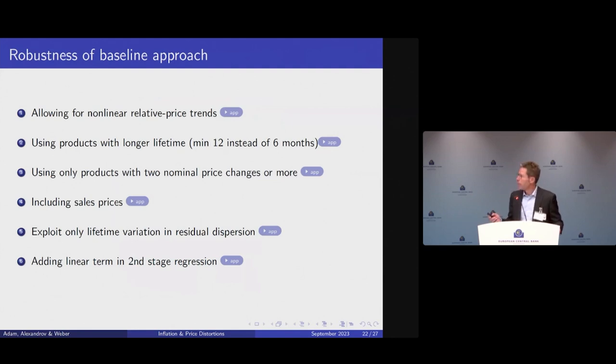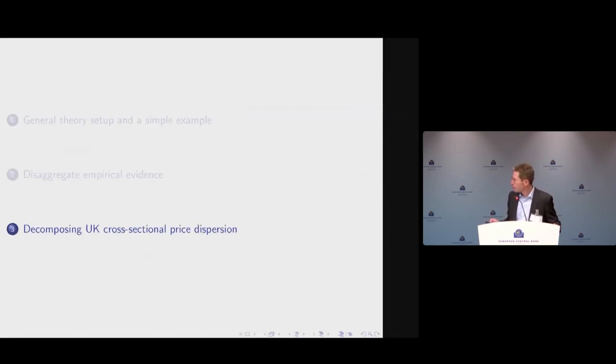Good. Now, we do a few further robustness checks. One of them is allowing for nonlinear relative price trends. I guess that's something that's kind of important. I don't want to spend more time on this, except you asked me especially for one of them. So we also include sales prices and do a couple of other things. I think this evidence is actually fairly robust.